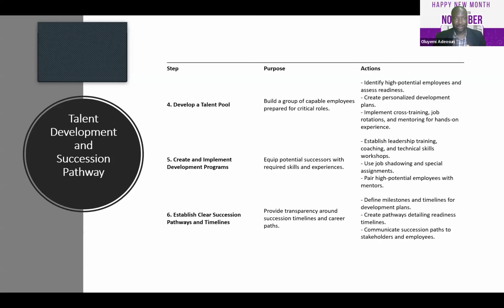Ladies and gentlemen, then you move to step 5, which is create and implement development programs. In a bit, I'll show us 1 or 2 things around this. So you need to create it. It can't be the existing development program for all staff. No.